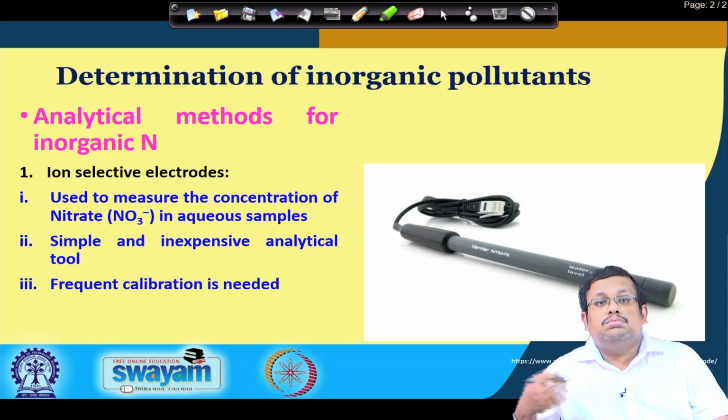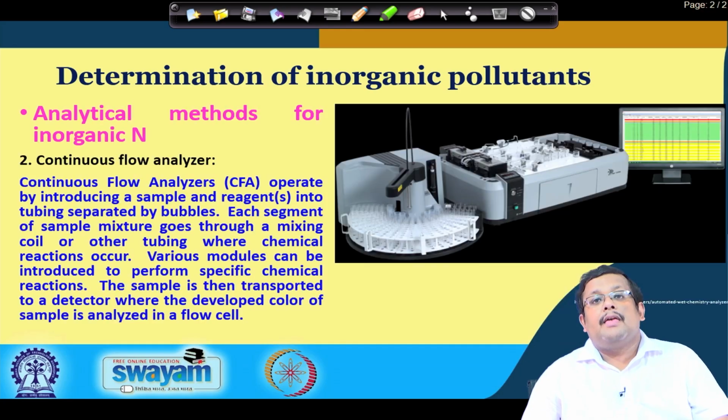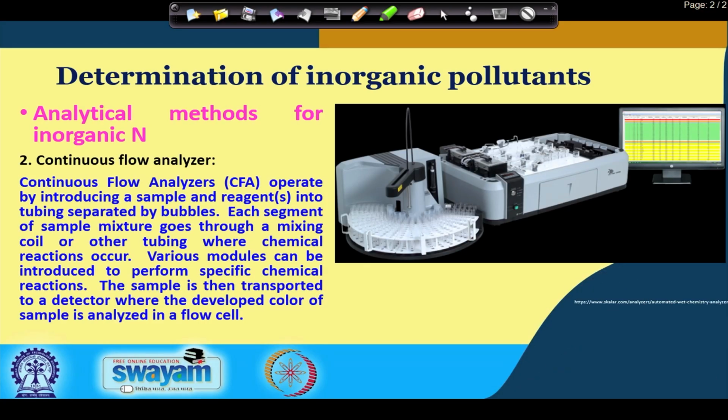One of the major drawbacks of this ion selective electrode is that sometimes interferences are there. So, frequent calibration is required for this type of electrode. Today we are going to start with new instruments. This is another instrument which we use for the measurement of inorganic nitrogen.